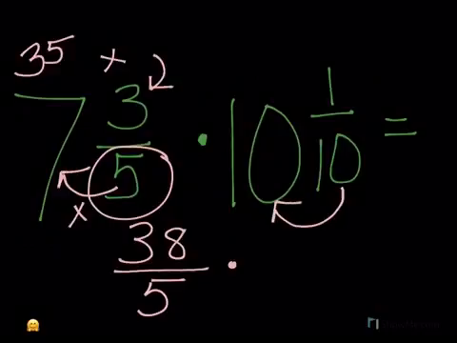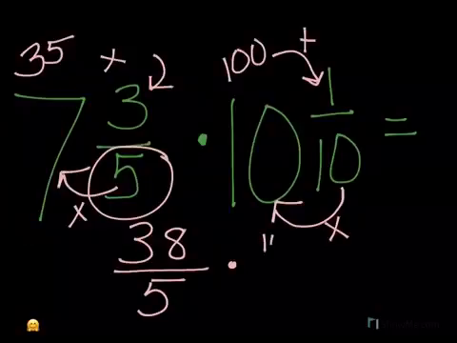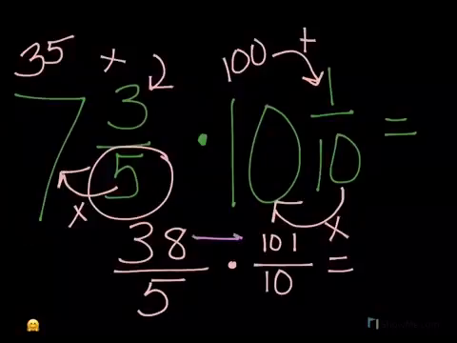So 10 times 10 is 100. 100 plus 1 is 101. I keep my denominator. Now I can multiply straight across.